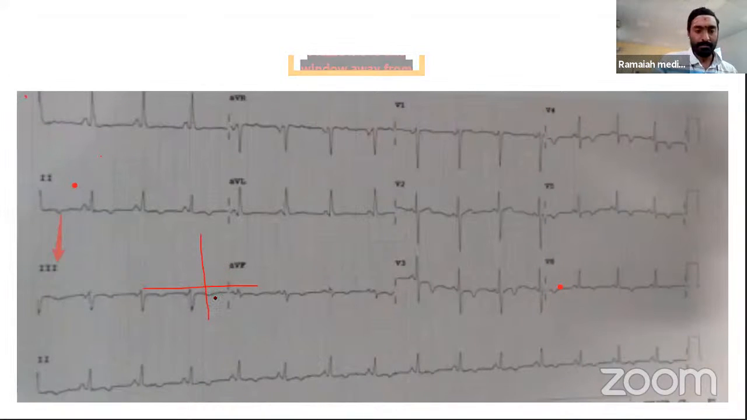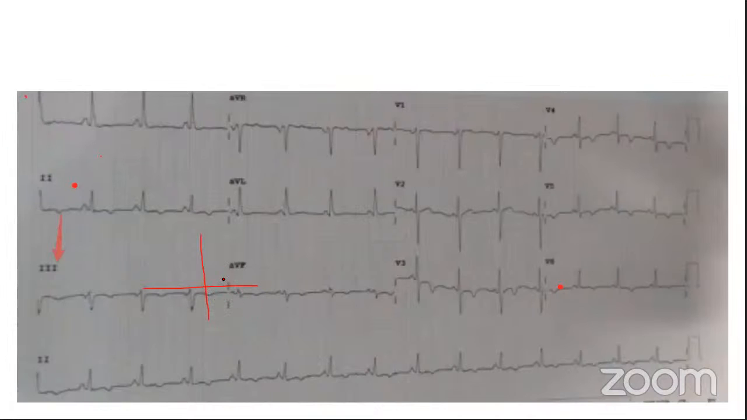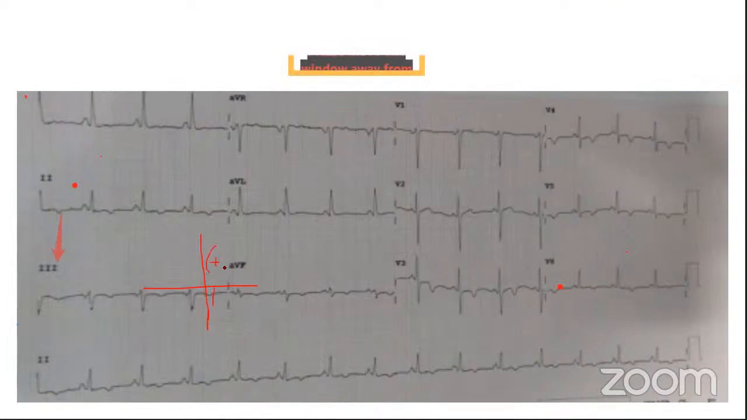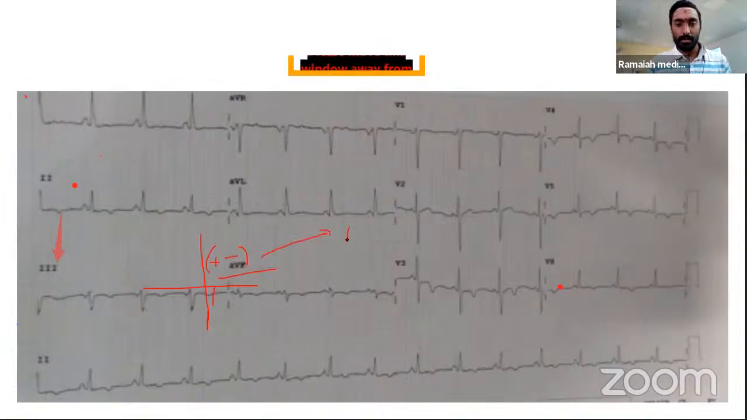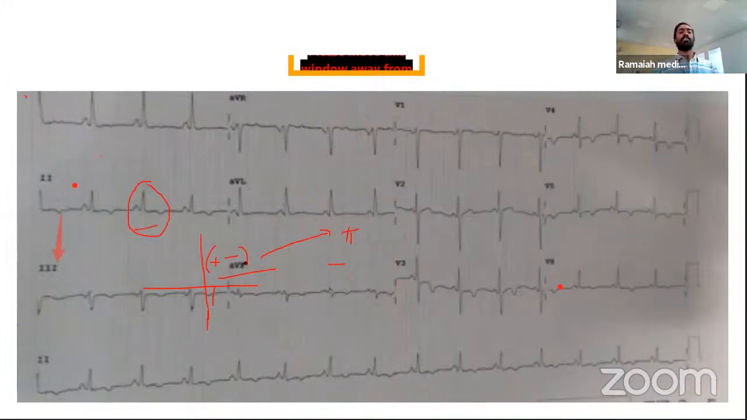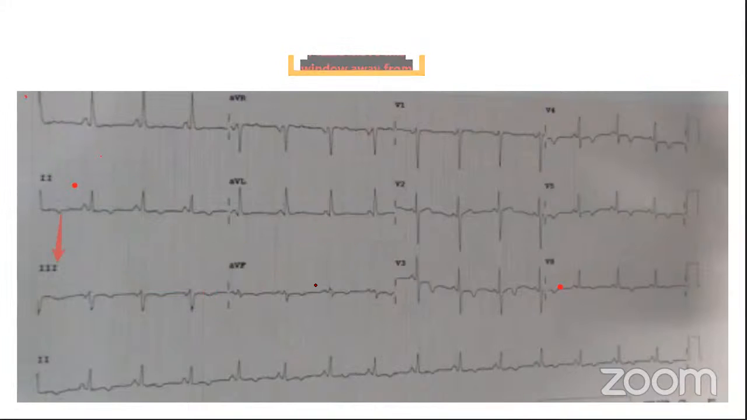Okay, good. And lead aVF is negative, sir. Good. So what would be the axis now? So lead 1 is positive. So left axis deviation. Then lead 2, how is lead 2? Lead 2 is positive. So that means it is physiological or pathological? Physiological, sir. It is a physiological left axis deviation.